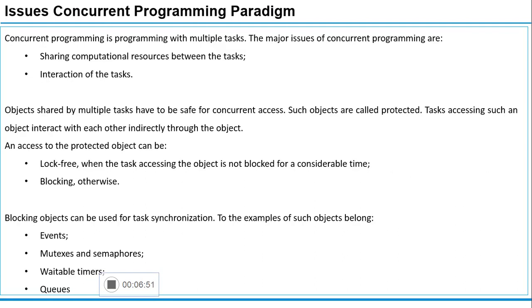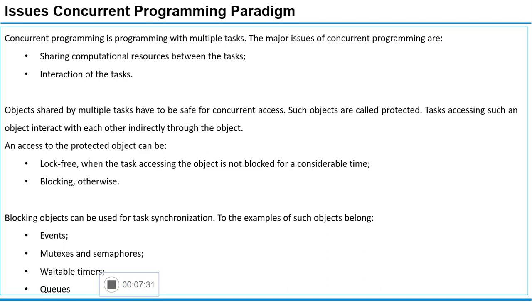Concurrent programming is programming with multiple tasks. It has major issues in sharing computational resources between the tasks and in the interaction of the tasks. Objects shared by multiple tasks have to be safe for concurrent access, which means protected resources, sometimes called the shared resource model or resource-safe operations. Tasks accessing such an object interact with each other indirectly through other objects, that is, we use IPC mechanisms so that while one process accesses a resource, the others are stopped. Once the process completes its task, it provides a signaling mechanism and communicates to the other processes so that others can access it.